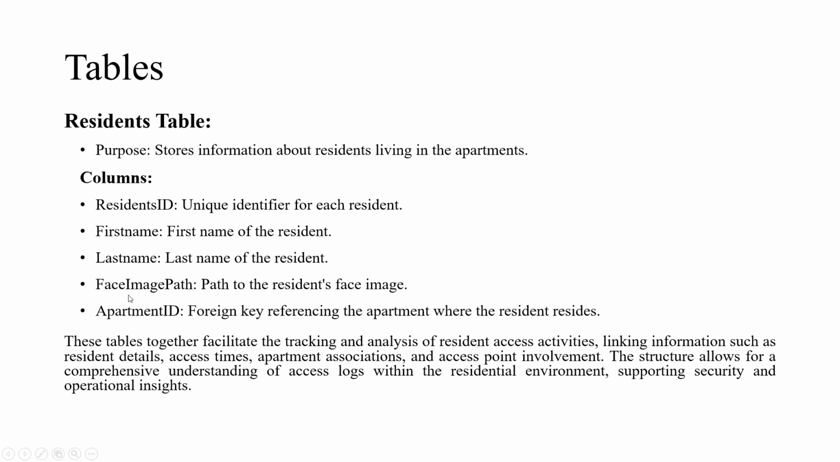Face image path is something like, we can't directly store the images of the individuals in the database, right? As it's a relational database, it's hard to store the images directly in the database. So we have a file path to the image which is already stored in the cloud. The last one is the apartment ID, which is a foreign key for the apartment. So you can link both the residence table and apartments table together.